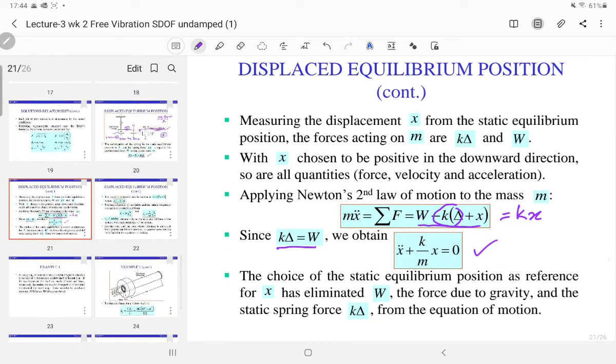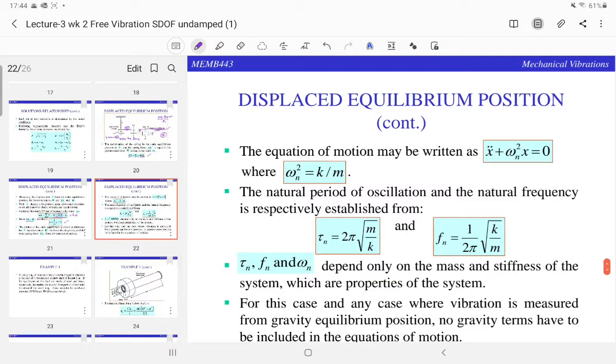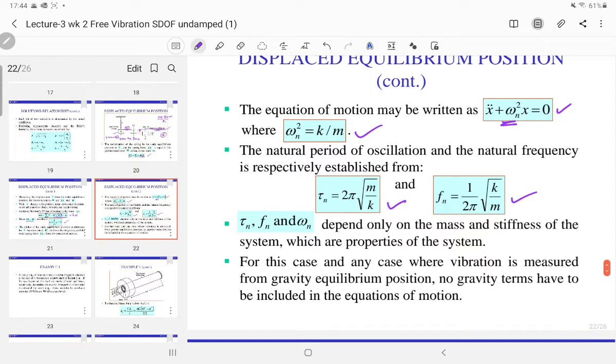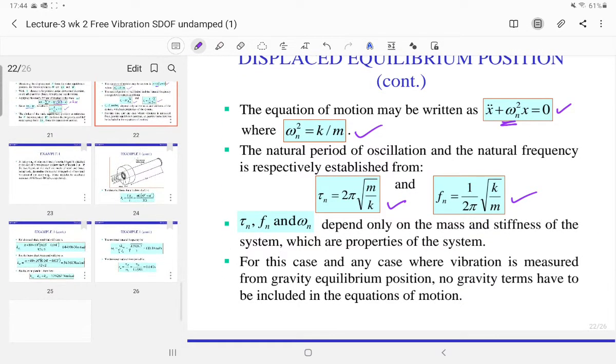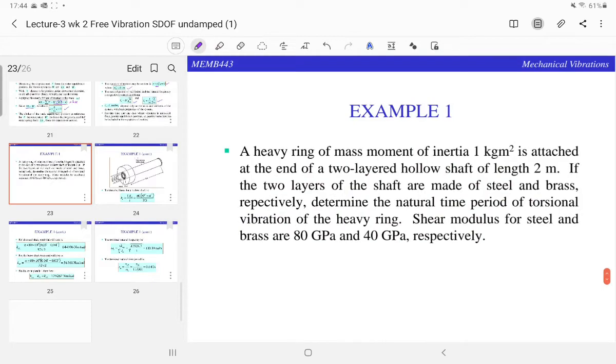All right. I've derived this equation previously, and you should be able to write your natural frequency from these expressions. And this is the relationship of how you would write it in terms of tau n and fn. All right, maybe it's good that now we take a look at one of the examples.